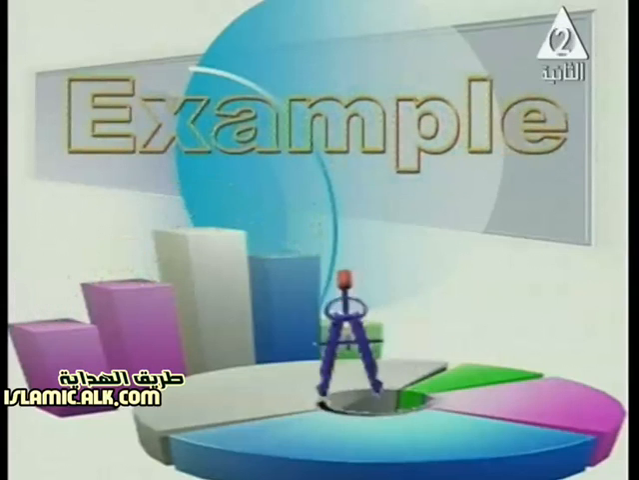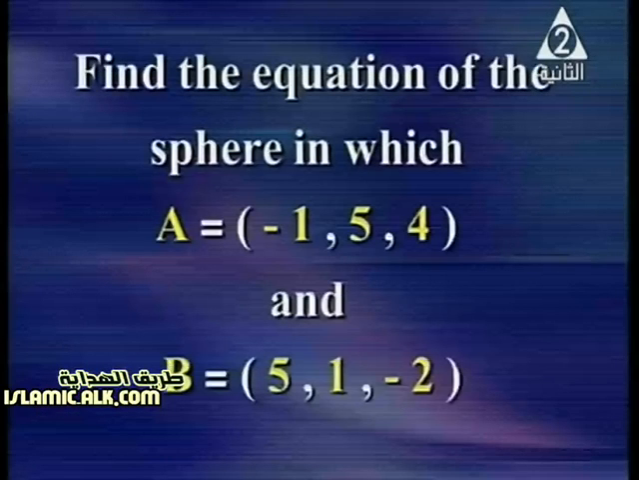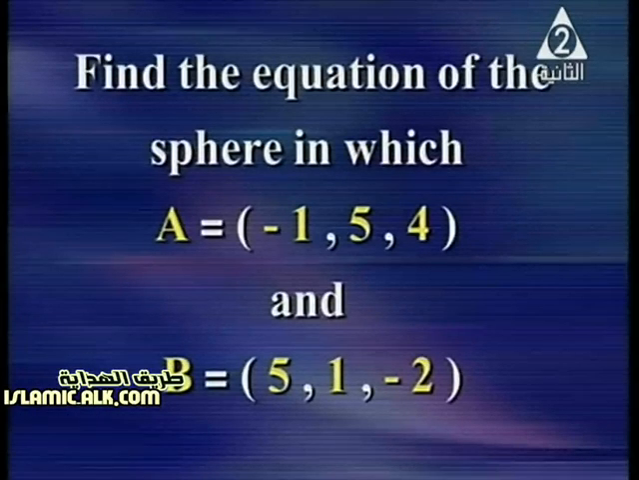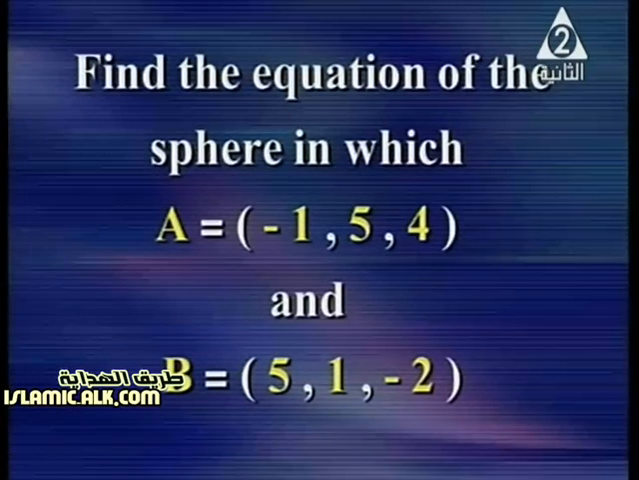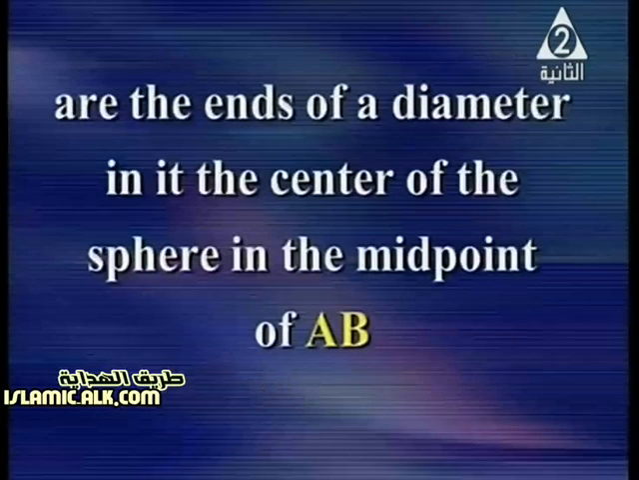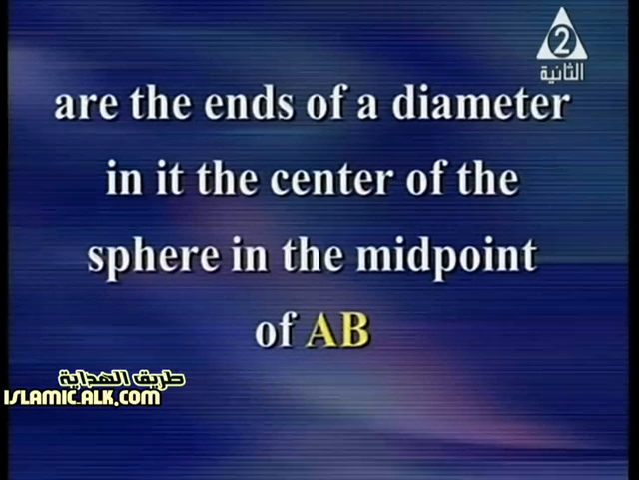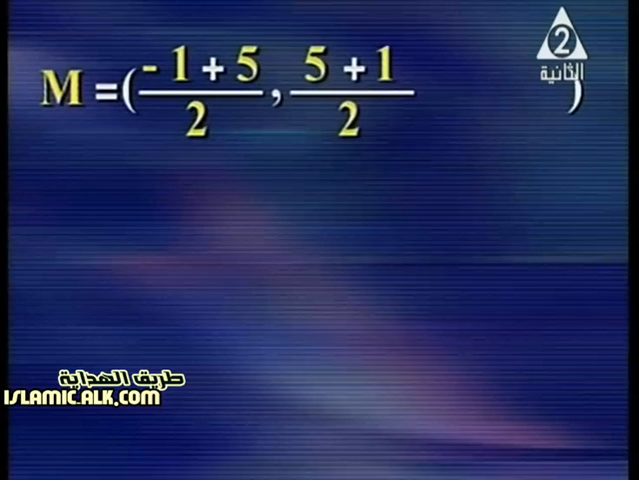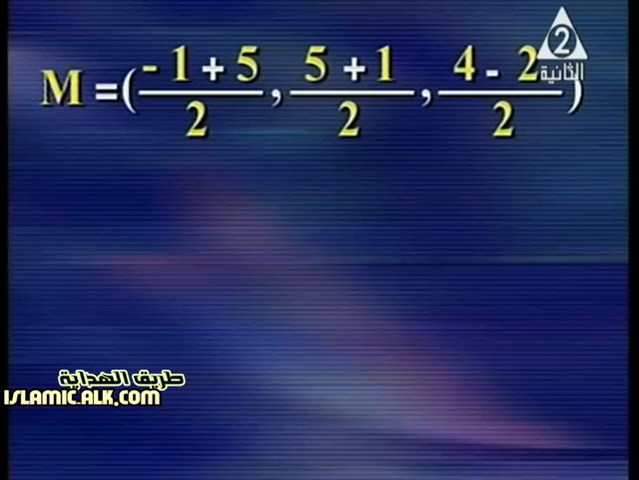Look at another example. Find the equation of the sphere in which point A (-1, 5, 4) and point B (5, 1, -2) are the ends of a diameter. In it, the center of the sphere is the midpoint of AB. Dear student, what is the center? Yes, the center is the midpoint of AB.